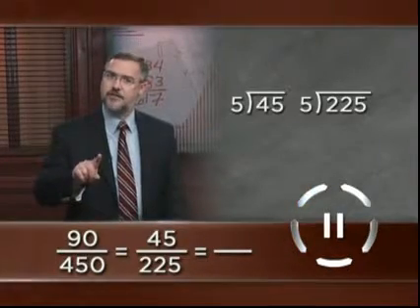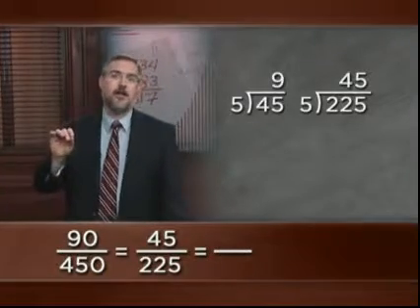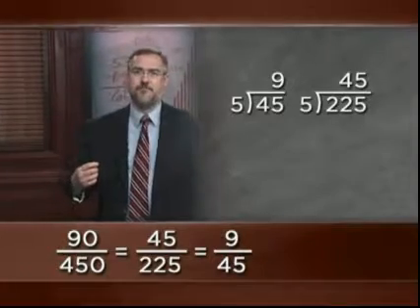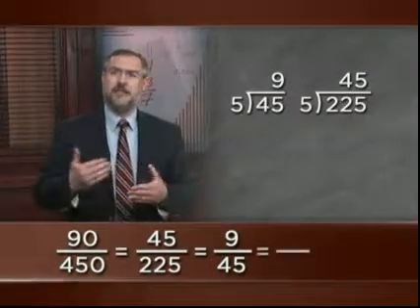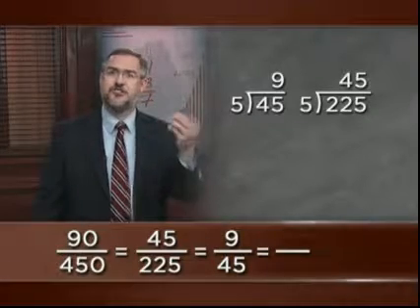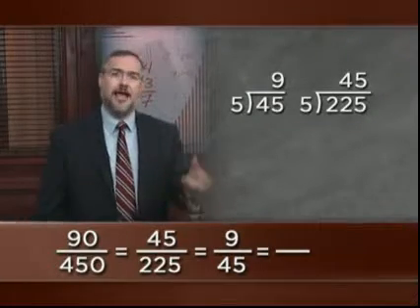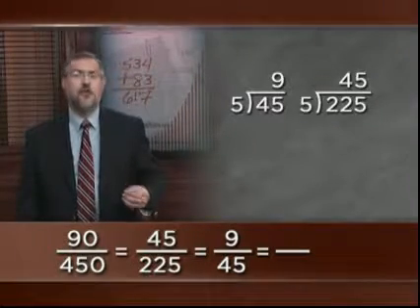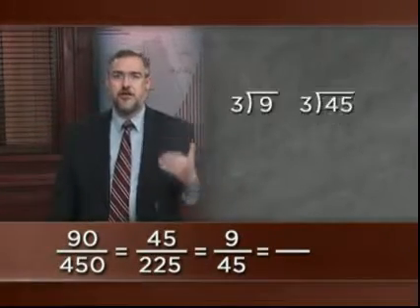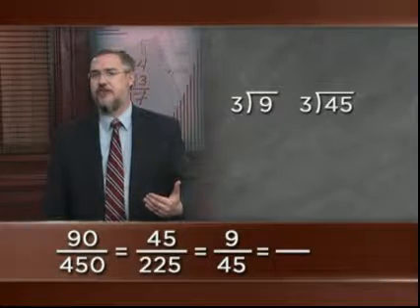When you do that, you should have 9 divided by 45. Now what? Are we done? Well, no. It's pretty easy to see that 9 has a divisor of 3 in it, and it turns out that 3 is also a divisor of 45. So now we need to divide a 3 from both the numerator and the denominator.